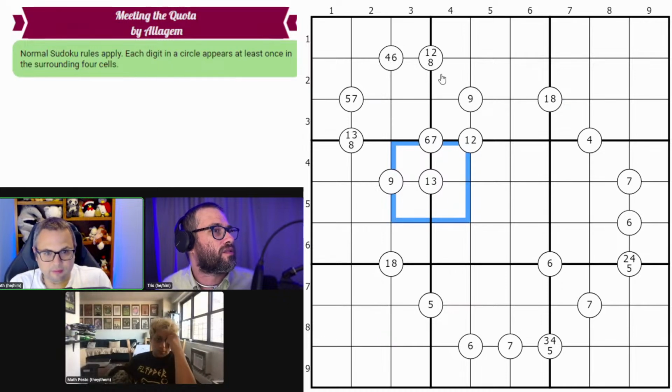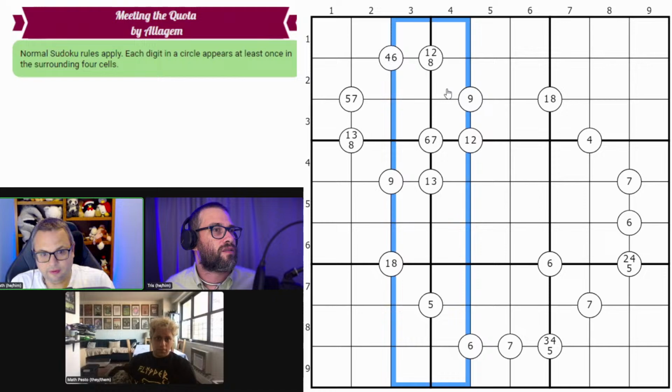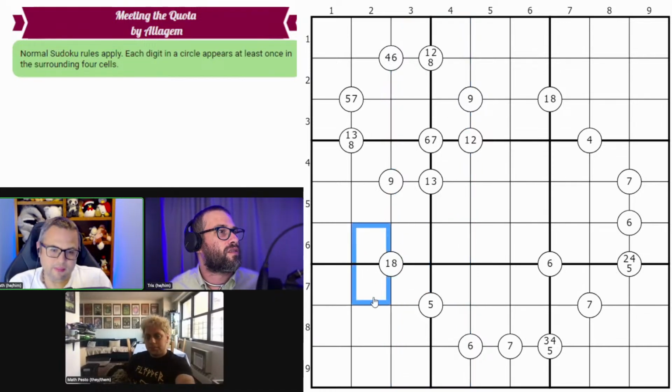Okay, so row 3 and 4 and column 3 and 4, there's ones. Okay, so the 1 on this 1, 8 is in one of these 2 cells.